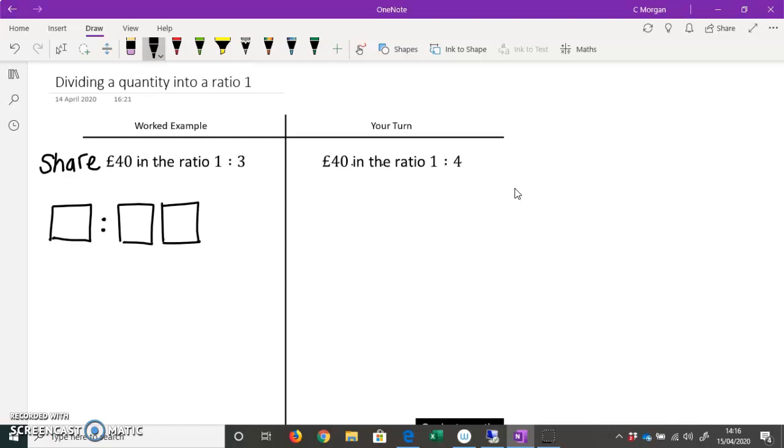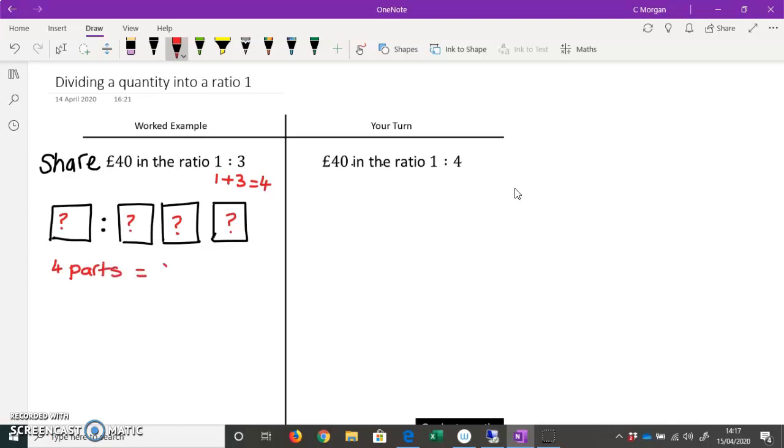Now, because each of these parts is equal, I want to have exactly the same number in every single part of my ratio. So the first question is, how do I work out what number goes in place of the question mark? Well, I can see there are 4 boxes in total because, of course, 1 plus 3 is 4. So I have 4 parts altogether in my ratio.